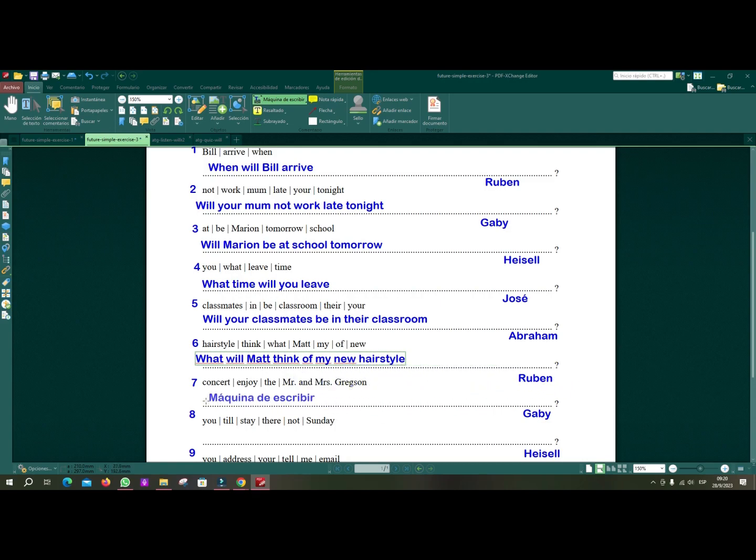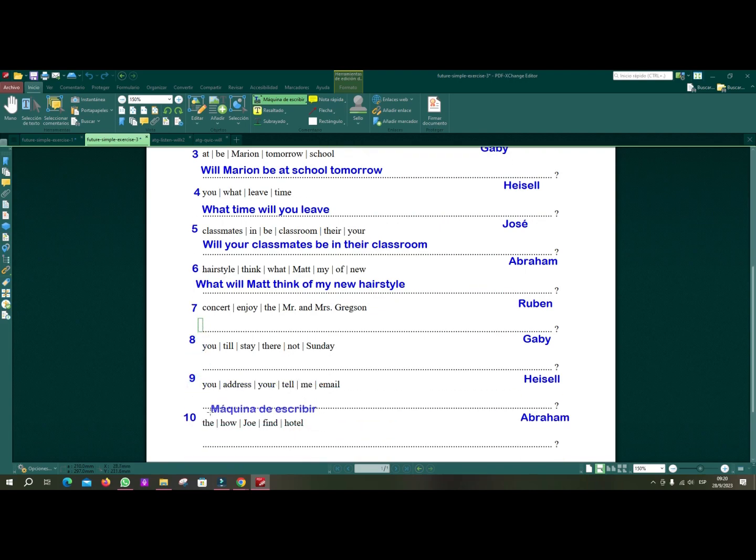Perfect. Nice. Mr. Ruben, 7. Which could be that one? 7. That is 7. Will Mr. and Mrs. Gregson enjoy the concert? Excellent. Will Mr. and Mrs. Gregson, right? That's kind of weird. Gregson, right? Enjoy the concert. Nice. Will Mr. and Mrs. Gregson enjoy the concert?